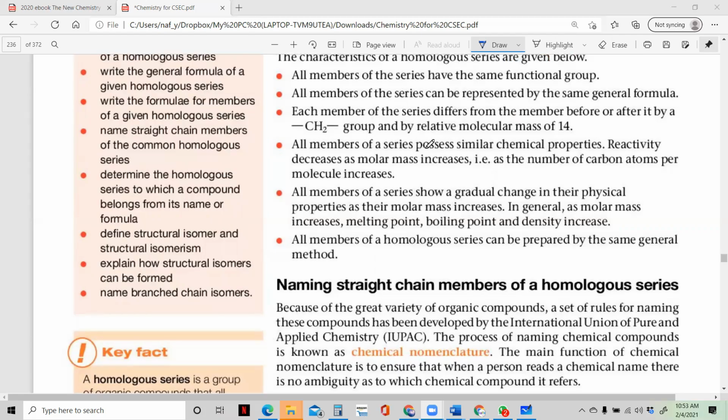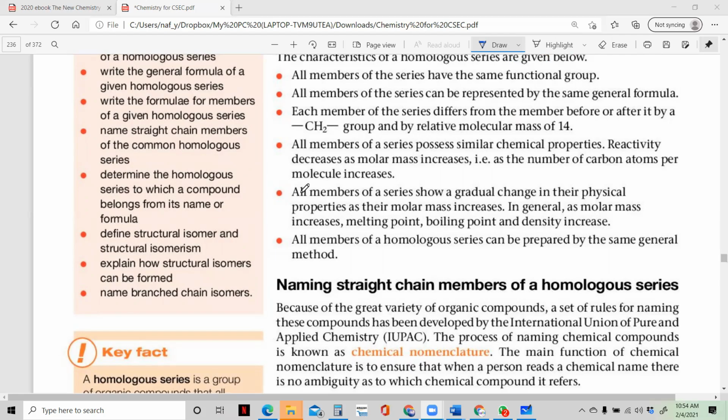All members of a series possess similar chemical properties. Reactivity decreases as molecular mass increases. So depending on the formula for each individual member, the more you have in your molecular formula or molar mass, remember how we find that out? You add all the mass of each atom in the formula. The more mass you have, the less reactive you are.